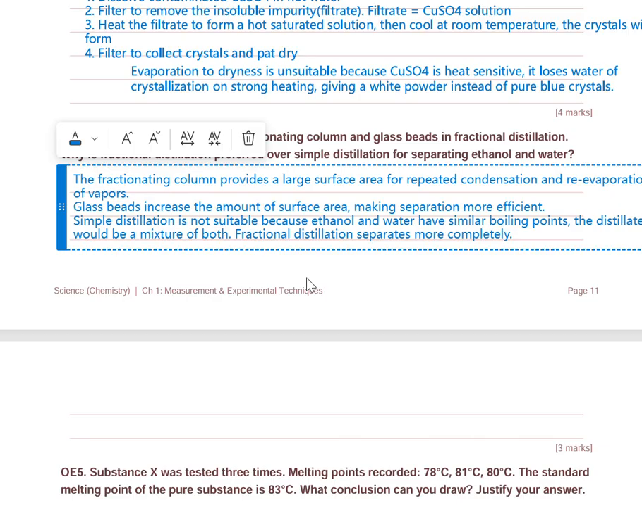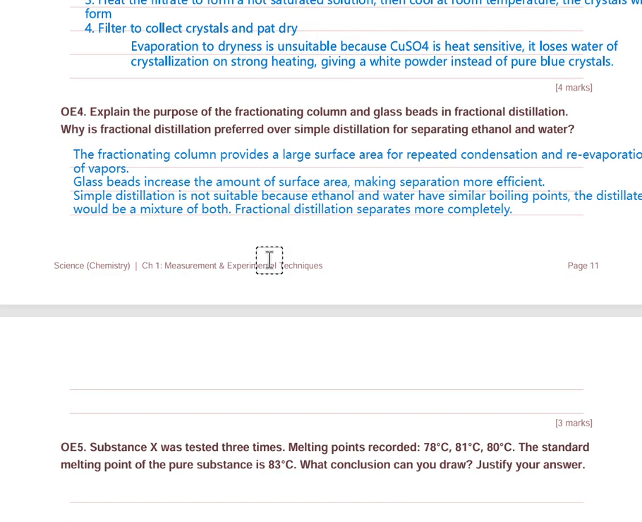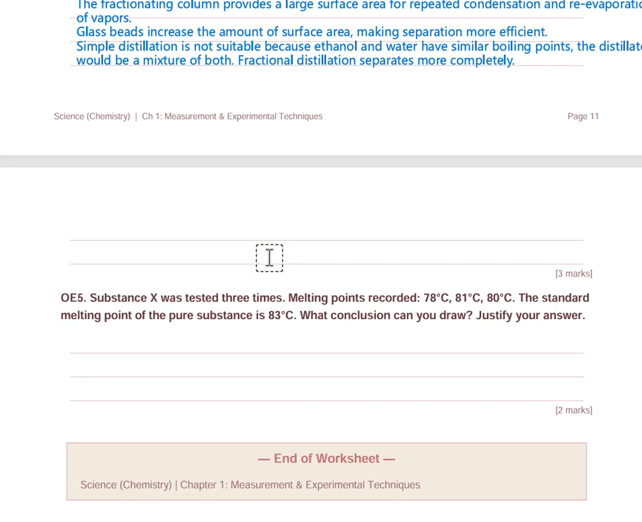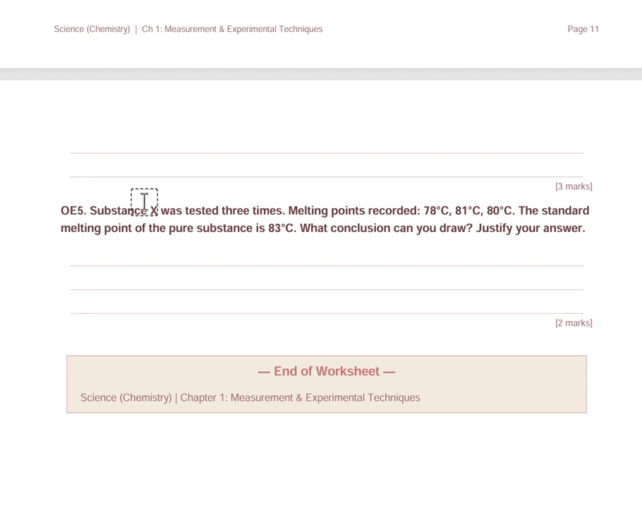Okay, so let's finish this last question. Open-ended, yay! Question 5. Substance X was tested 3 times. The melting points recorded were 78, 81 and 80. The standard melting point of the pure substance is 83 degrees Celsius. What conclusion can you draw to justify your answer?